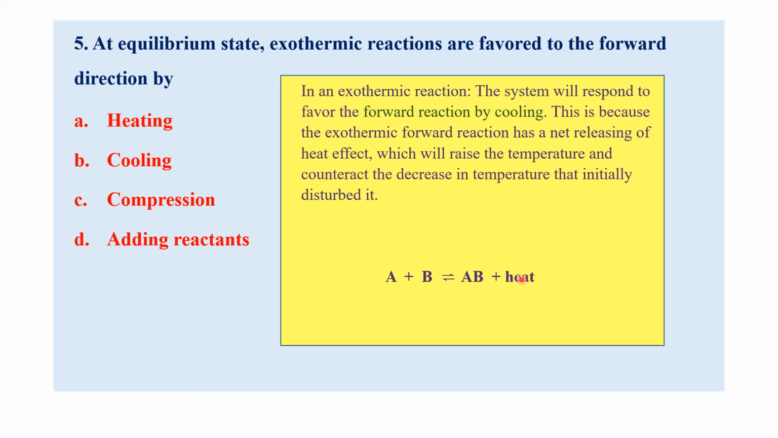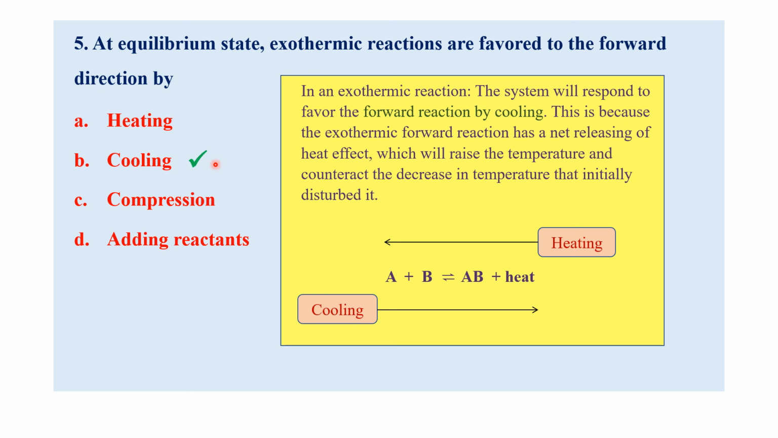If we heat the system, it will go in the backward direction in order to compensate the heat, because the heat amount will be increased and it will be disturbed and it will go in the backward direction. However, if we cool the system at equilibrium in exothermic state, it will go in the forward direction because here the heat is lost. So the answer will be cooling. Cooling the system, it will go in the forward direction.